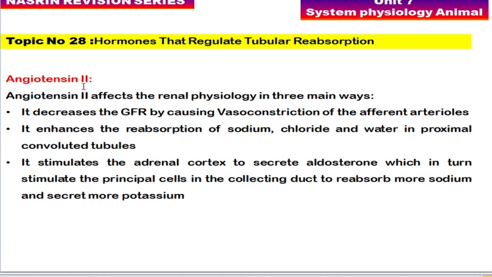Next we'll study in detail. First one is angiotensin 2. Angiotensin 2 affects renal physiology in three main ways. First, it decreases the glomerular filtration rate by causing vasoconstriction of the afferent arteriole of the glomerulus. You know the glomerulus is a part of the nephron, and the nephron is the basic structural and functional unit of the kidney. Next, angiotensin 2 enhances the reabsorption of sodium chloride and water in the proximal convoluted tubule. It also stimulates the adrenal cortex, which is present on top of the kidney, to secrete aldosterone, which in turn stimulates the principal cells in the collecting duct to reabsorb more sodium and secrete more potassium.